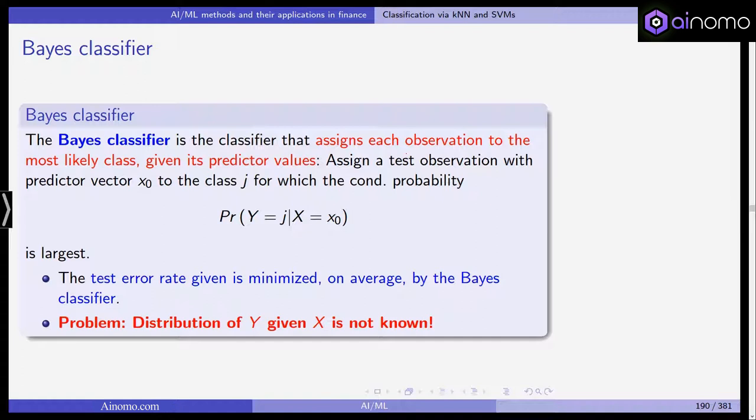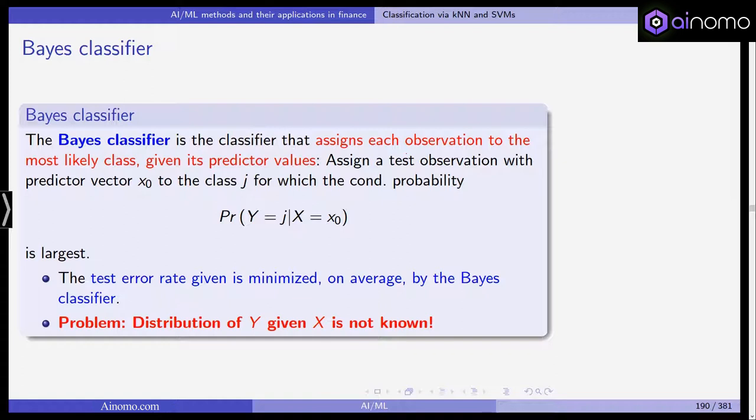Well, the most basic classifier is the so-called Bayes classifier. It's the classifier that assigns each observation to the most likely class given its predictor values. So we assign a test observation with predictor vector x0 to the jth class, for which the conditional probability that y is in the jth class, given that we've seen the predictor values x0, is largest. In this case, the test error rate is minimized on average by our Bayes classifier.